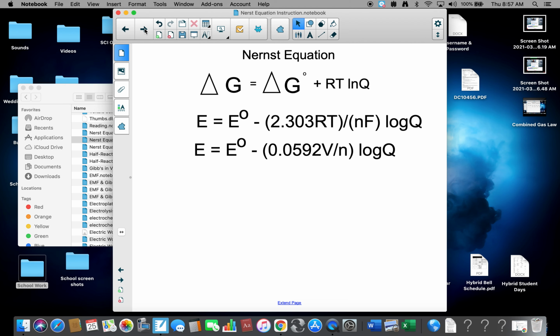Now, he also found out that most conditions take place at similar, what we call standard conditions. And since my R value, my n value, my F value are the same, we can symbolize the equation in what we call the standard conditions to be E equals E standard minus 0.0592 over n times the log of Q. And what is standard conditions? Standard conditions is a temperature of 298 Kelvin or 25 degrees Celsius.